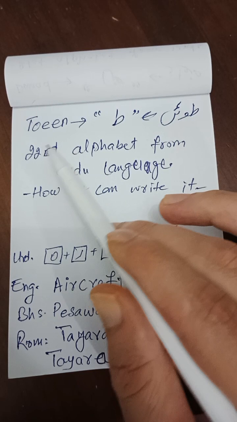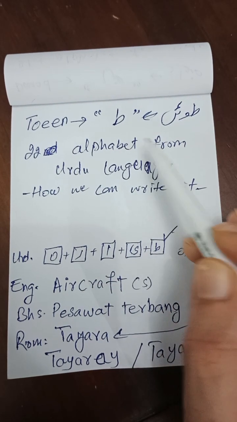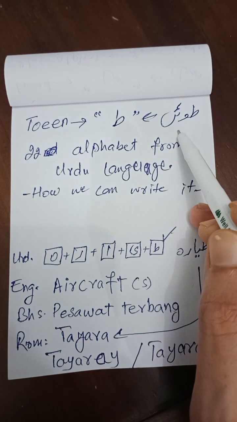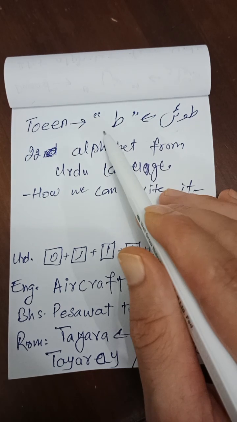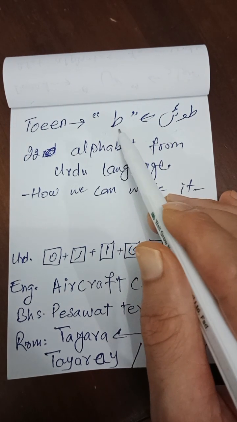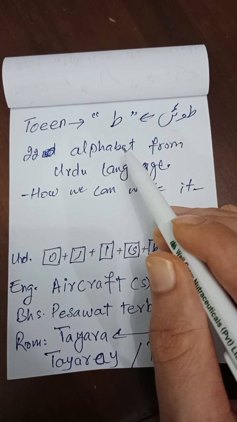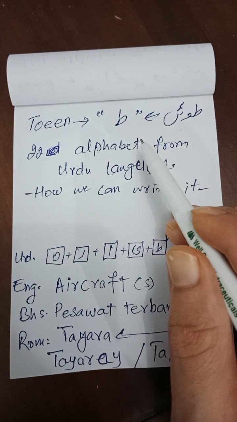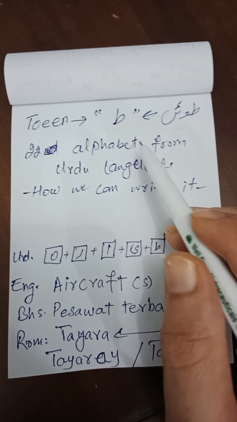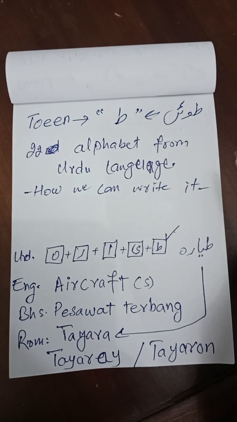Today we will learn the 22nd alphabet from the Urdu language. So here, that is called Toeen. In Urdu, we pronounce it like this, Toeen, but we write it like this. In Arabic, we call it Toa, okay? But in Urdu, we call it Toeen.